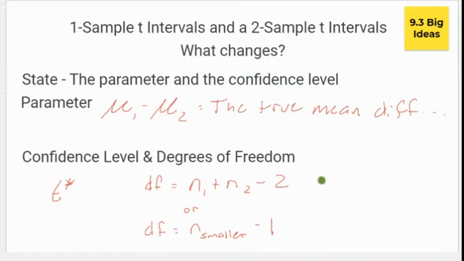Well, traditionally, if the sample sizes are the same, so if n sub 1 is equal to n sub 2, we would use this degrees of freedom. But if n sub 1 is not equal to n sub 2, if the two sample sizes are different, we would use this degrees of freedom, the smaller one minus 1. Either one of these is okay. You're going to get different values because you're going to have a different t star, but you're still going to get full credit. You just need to identify which degrees of freedom you are using.